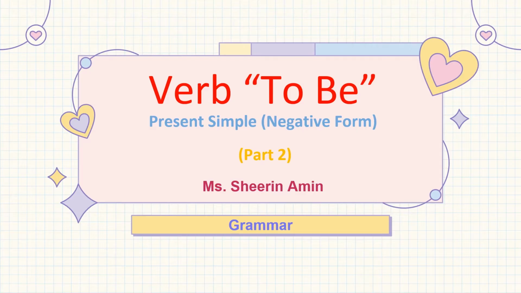Last time, you learned about verb to be, positive form, and the present simple. Today's lesson is grammar, verb to be, negative form, and the present simple part 2. So, are you ready? Let's begin.